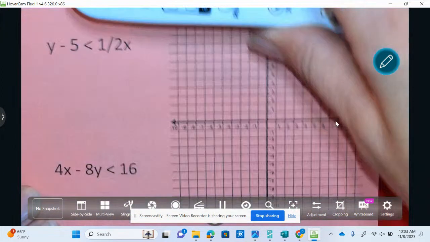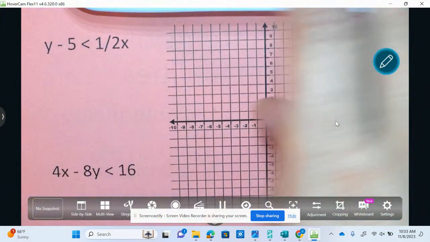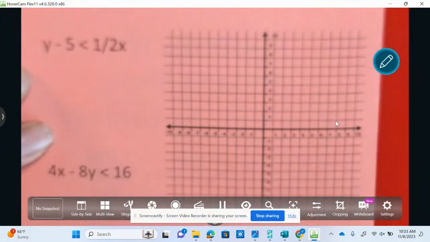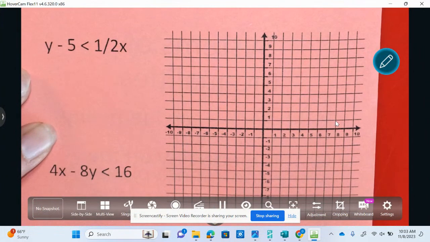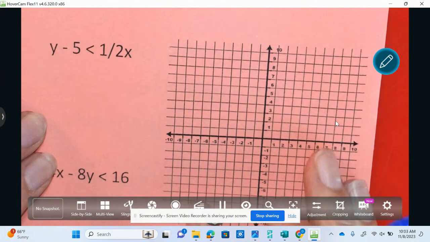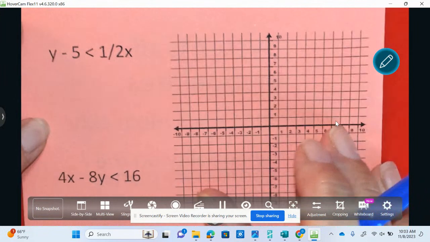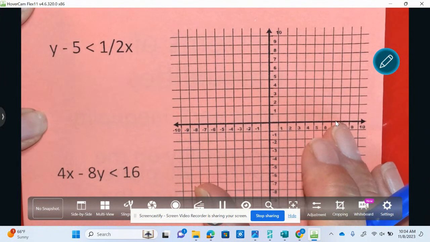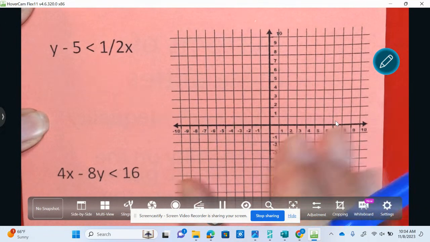Okay. Ready? Here's the next one. So let's look at y minus 5 is less than 1/2 x. What do I need to do to get y all by itself, Paula? What do I need to do?